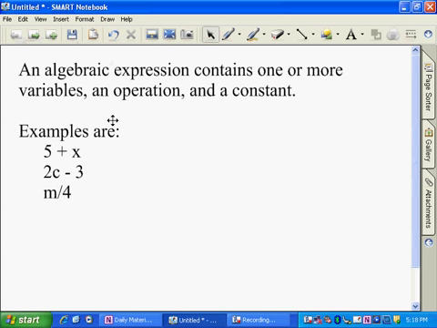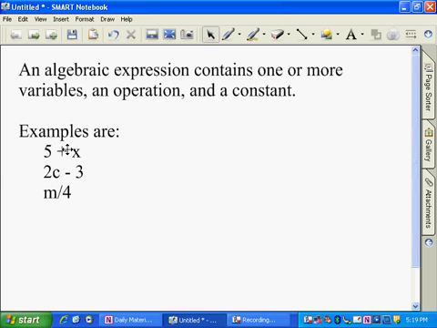An algebraic expression contains one or more variables, an operation, and a constant. So today we talked about what an algebraic expression is and what makes it different from an equation. Examples of algebraic expressions are: 5 plus x, 2c minus 3m divided by 4. These are all expressions, but they're different from equations because they're not equal to anything.